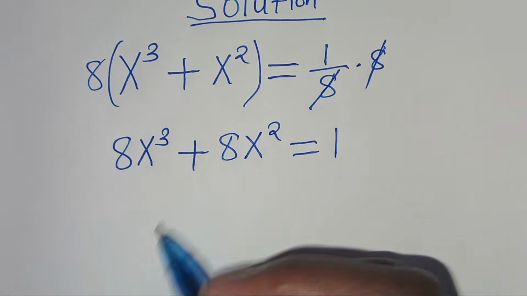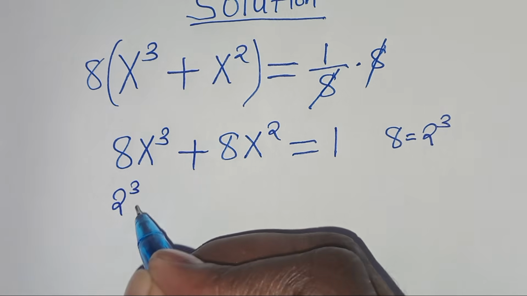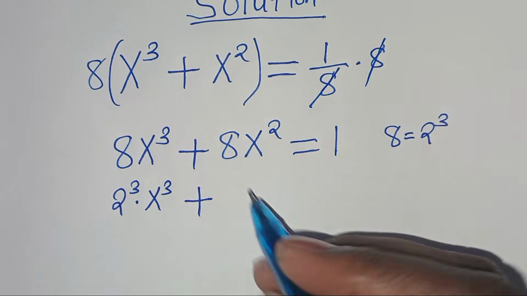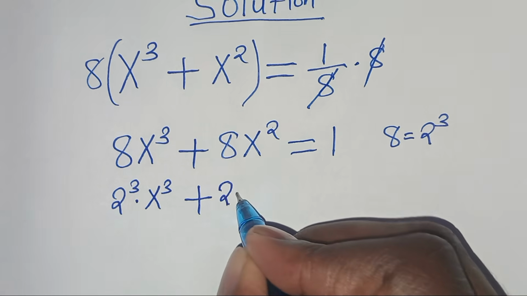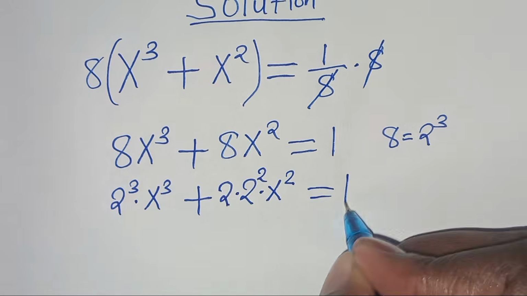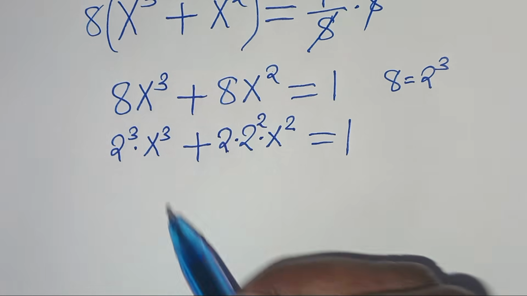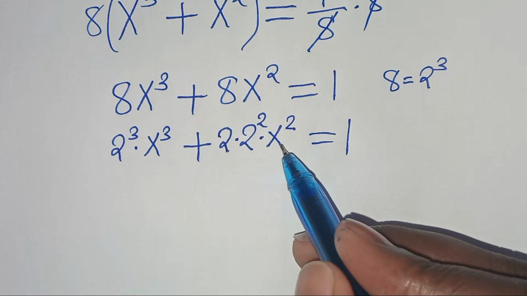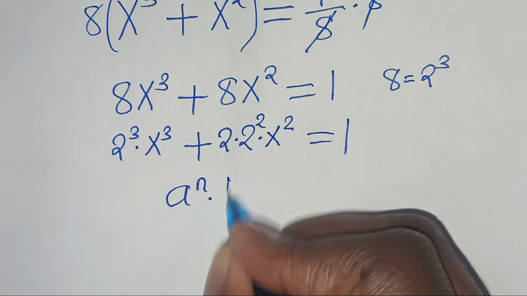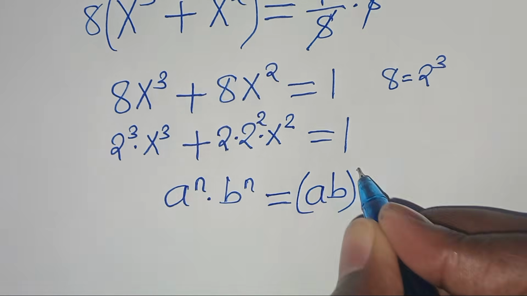Now, we can express 8 as 2 to the power of 3. So this is 2 to the power of 3 times x to the power of 3, then plus 8x to the power of 2, which can be expressed as 2 times 2 to the power of 2 multiplied by x to the power of 2. This is equal to 1. Now, we have 2 to the power of 3 times x to the power of 3 and 2 to the power of 2 times x to the power of 2. This is in the form of a to the power of n times b to the power of n, which we can express as a times b raised to the power of n.